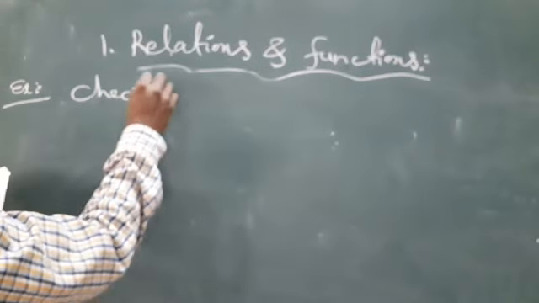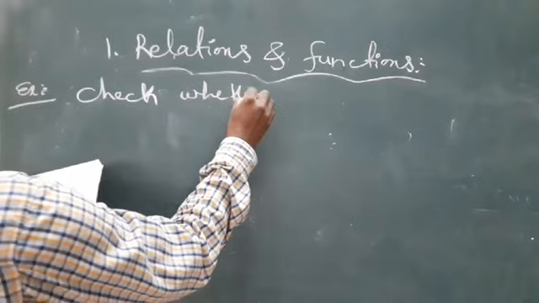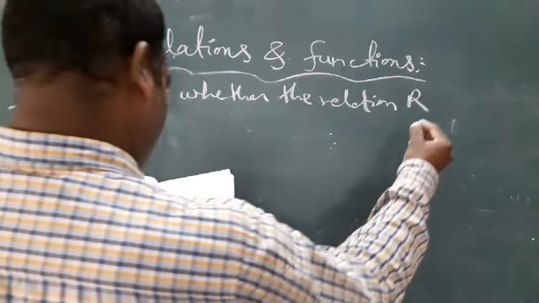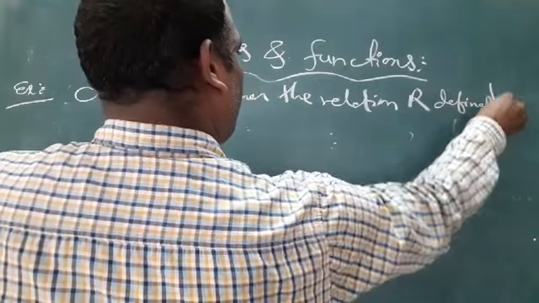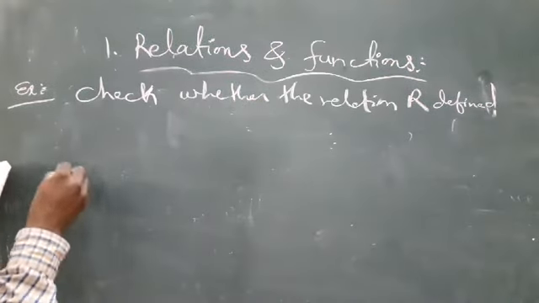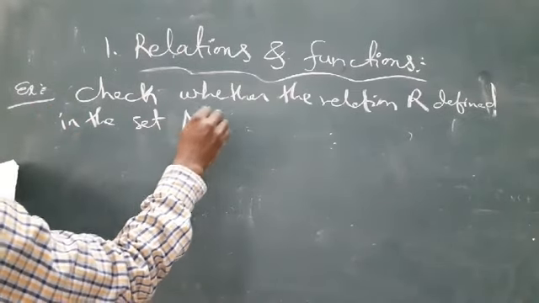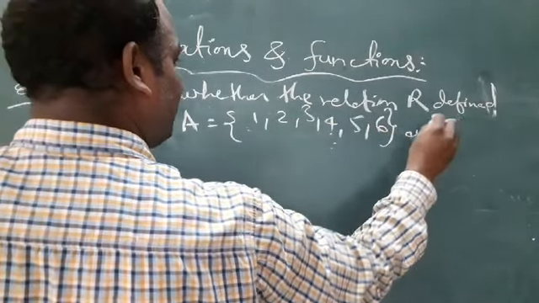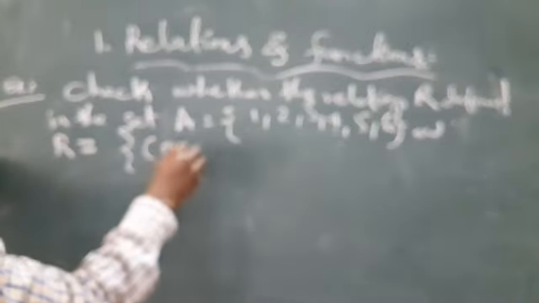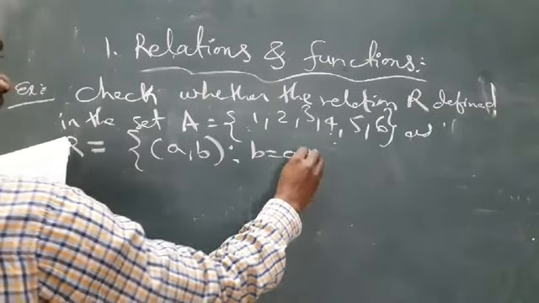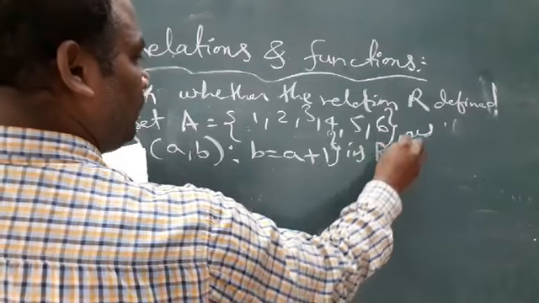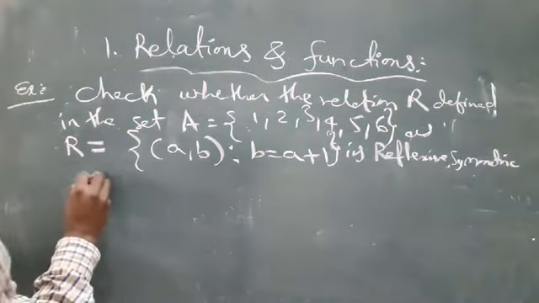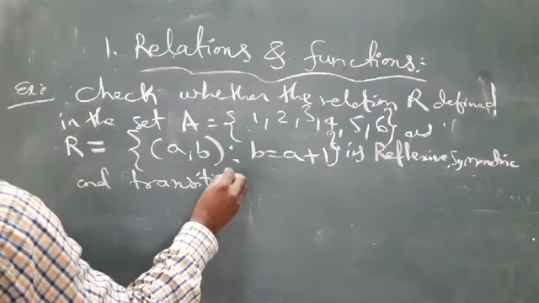Check whether the relation defined in the set A = {1, 2, 3, 4, 5, 6} as R = {(a, b) such that b = a + 1} is reflexive, symmetric and transitive. Very simple.